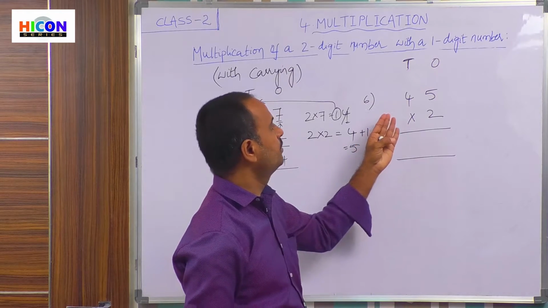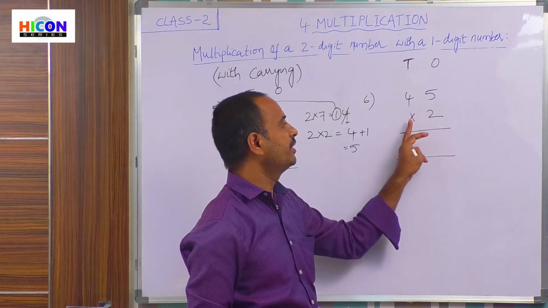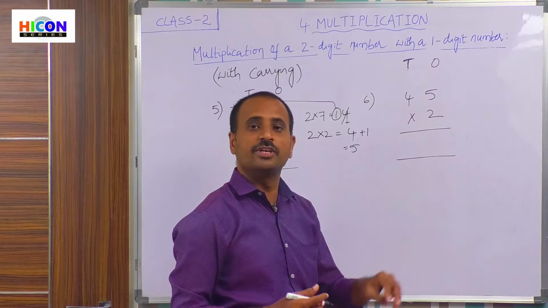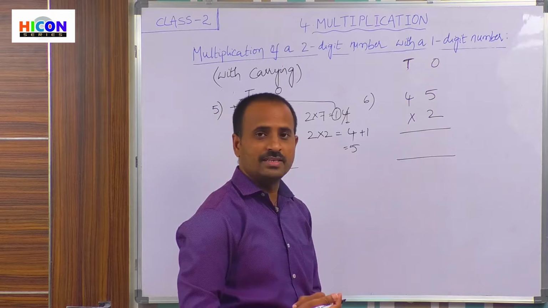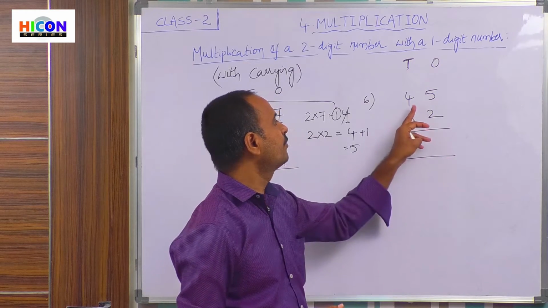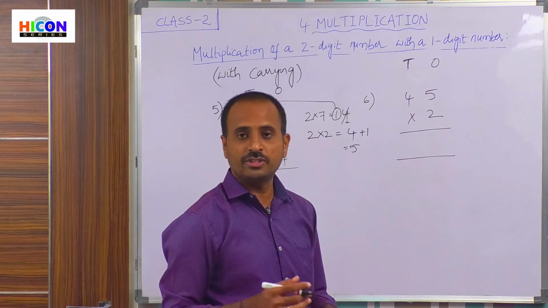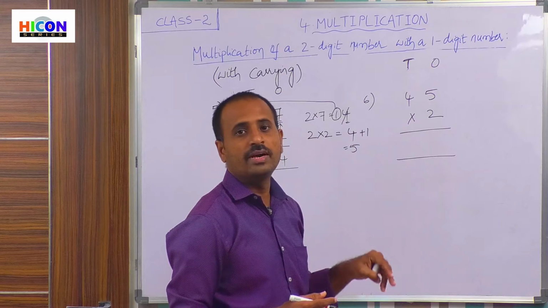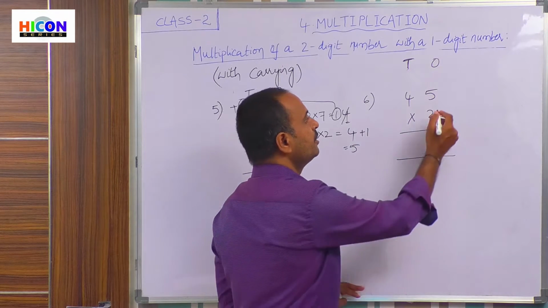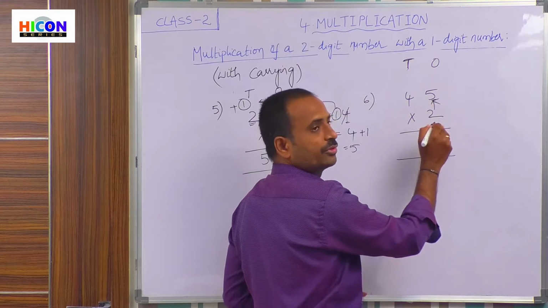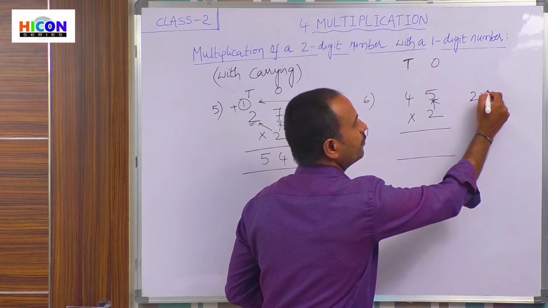So children, see the next problem here. What is the next problem? This is 45 into 2. Here what is the 2-digit number? 45 is the 2-digit number. And what is the 1-digit number here? 2 is the 1-digit number. So we have to multiply 45 with 2. First multiply the digit present in the ones place with 2. What is the digit present in ones place here? 5 is present in ones place. So multiply 5 with 2, that is 2 into 5.